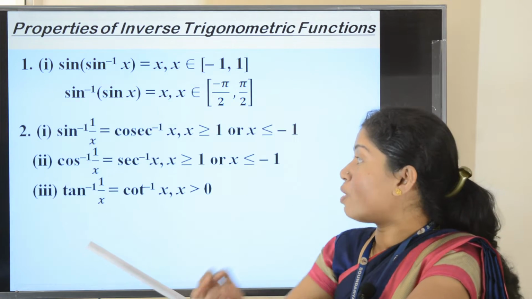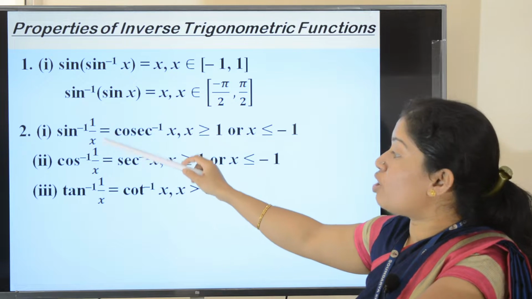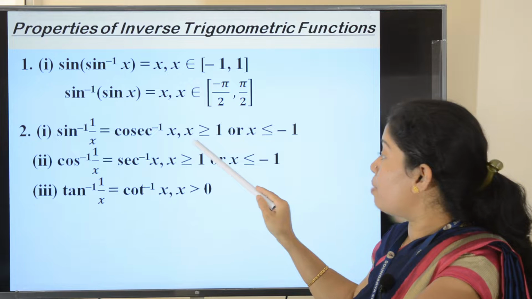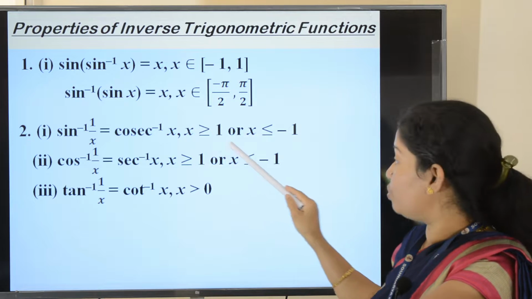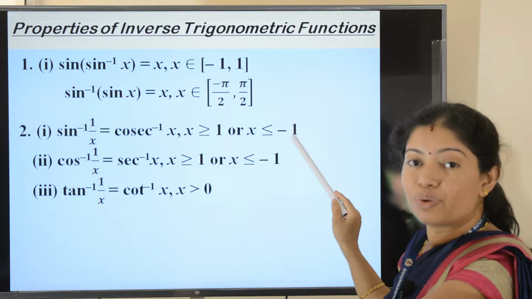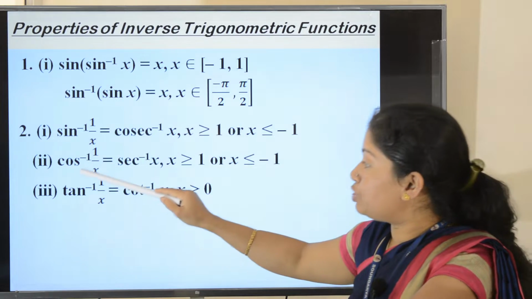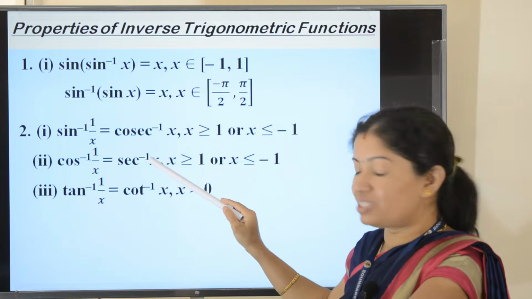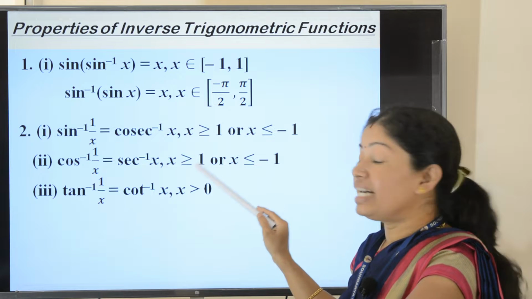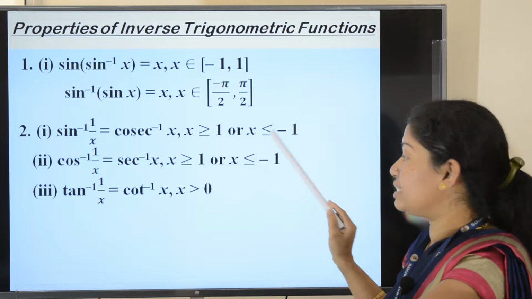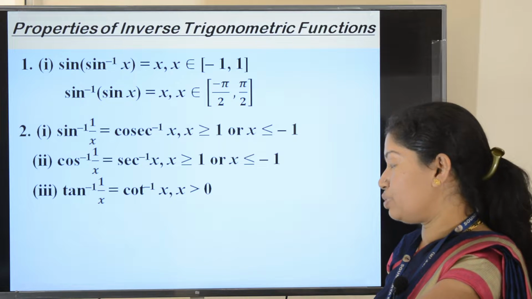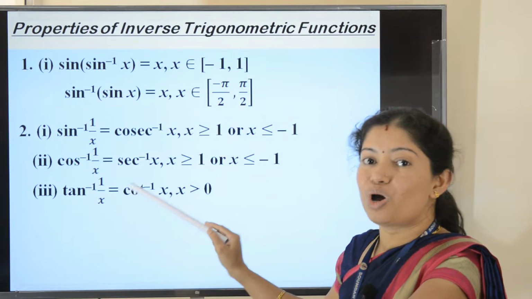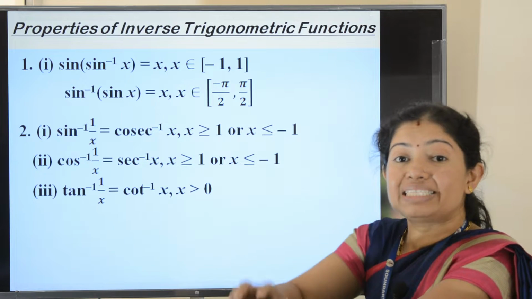Then let us see the next property, that is sine inverse of 1 by x is equal to cosecant inverse of x, provided x is greater than or equal to 1 or x is less than or equal to minus 1. Next one is cos inverse of 1 by x, that is equal to secant inverse of x, where x is greater than or equal to 1 or x is less than or equal to minus 1.